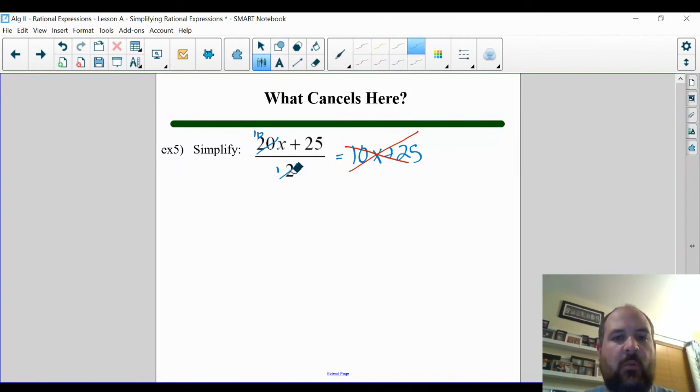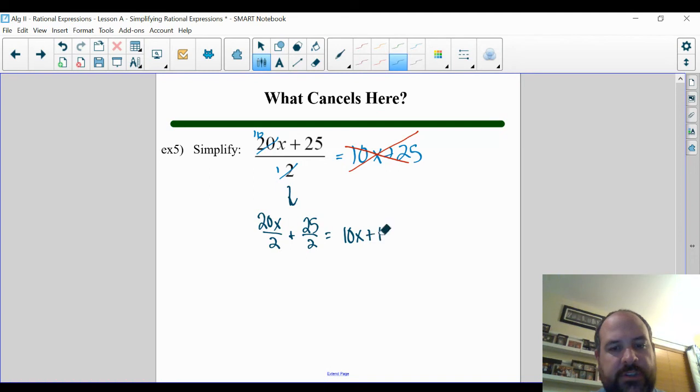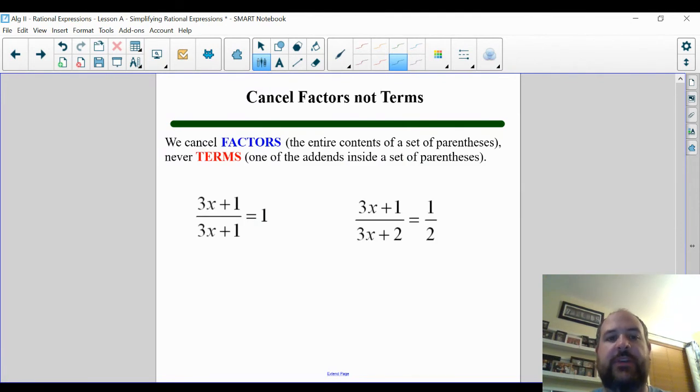If I were to actually think about what this fraction represents, if I wanted to split it up, I would have to take 20x over 2, but I would also have to take the 25 over 2 to get 10x plus 12.5. So I can't cancel out the 20x and the 2 by themselves. I would have to also consider that second part of the numerator. In other words, when we cancel, we are canceling factors, which are the entire contents of a set of parentheses. I cannot cancel just terms. Those would be the numbers that are being added, or the things being added inside the parentheses.